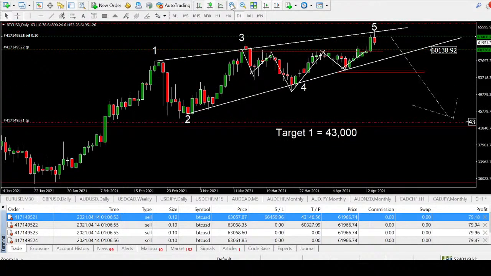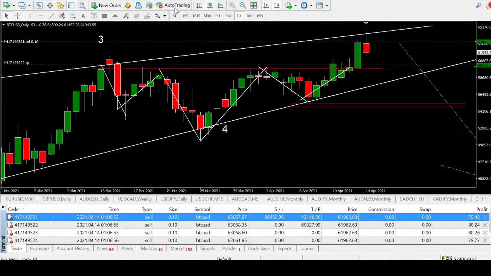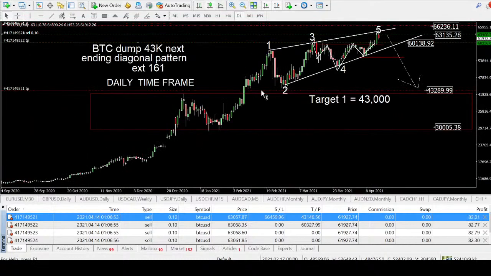So I've shorted the 5th and I'm targeting, because they tend to have a decent move, the next support, which is 43k. So I'm shorting for there.